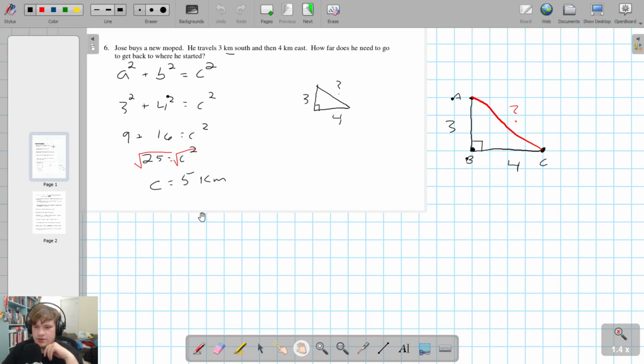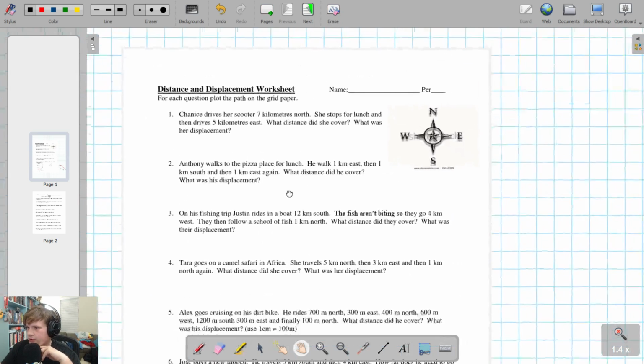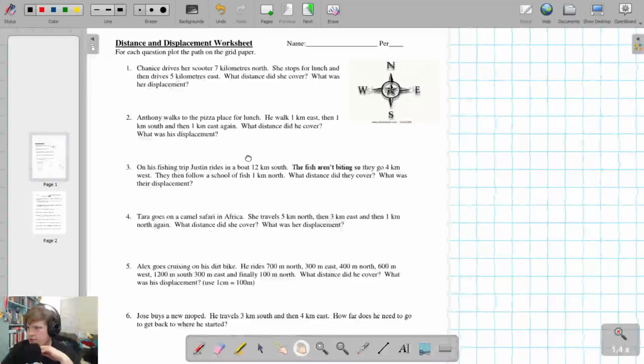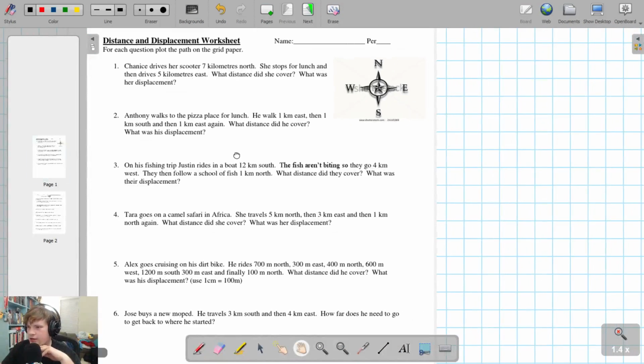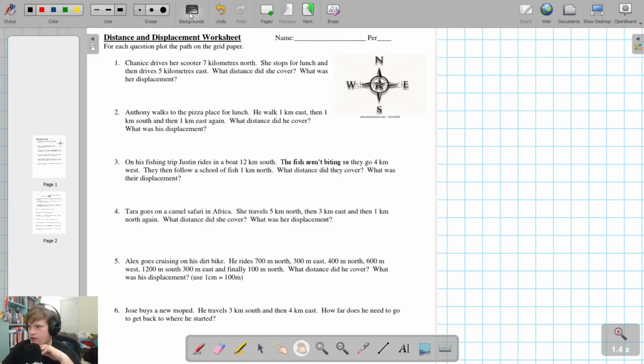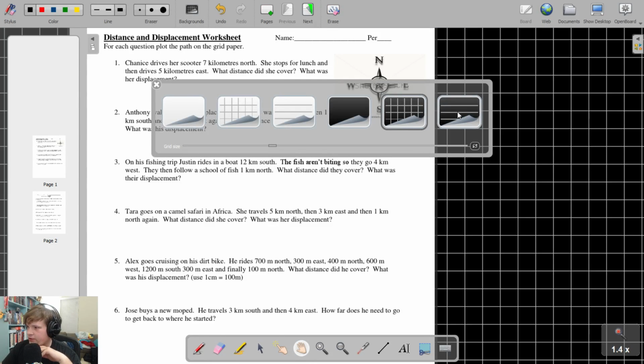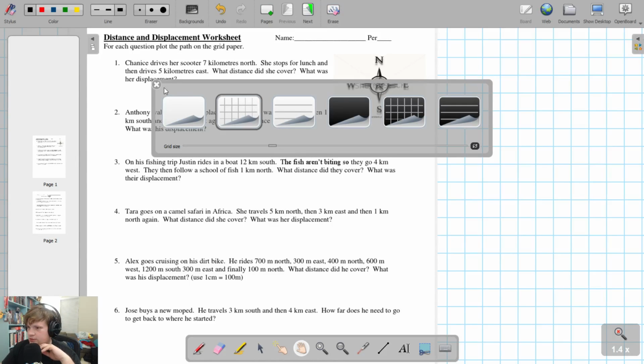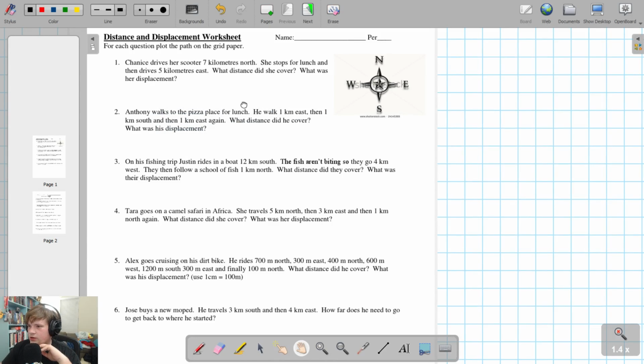So displacement is kind of a toss-up. You don't always know when it's displacement. Okay, we can do that. So let's go back to this worksheet right here. Distance displacement worksheet. Now I cheated and gave myself graph paper. I can even make it dark graph paper if I really wanted to. But I don't. So, let's look.